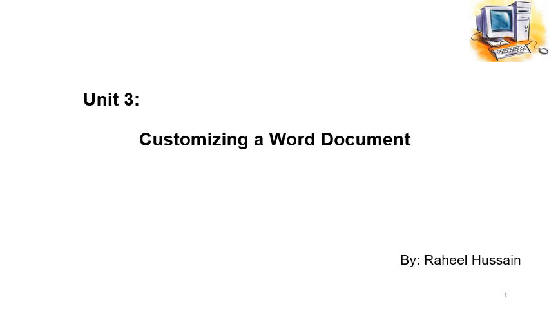Students, we are in unit 3, customizing a Word document, and in today's lesson we will see how we can find a word in an MS Word document, and how we can replace a word in an MS Word document with another word. Further, we will see how we can use Thesaurus, which is a word dictionary mainly used to find the synonyms and antonyms of words in a document, and how we can replace those synonyms and antonyms with any words inside our MS Word document. So we will learn these three things in this lesson.